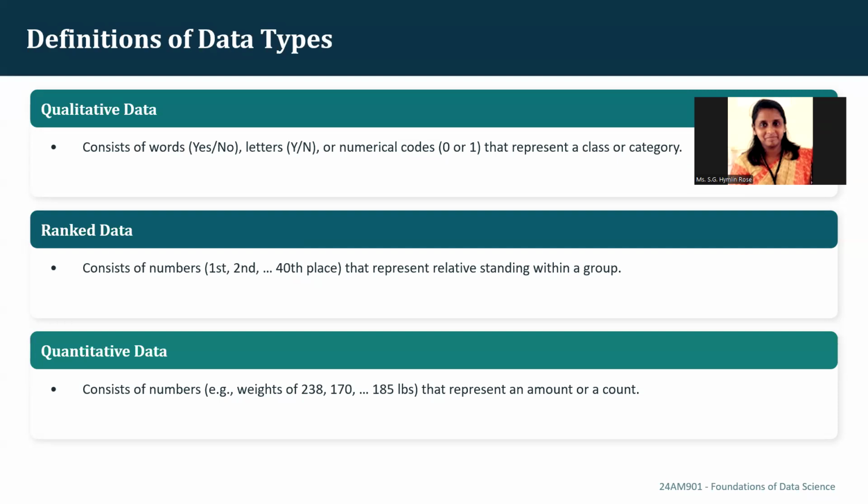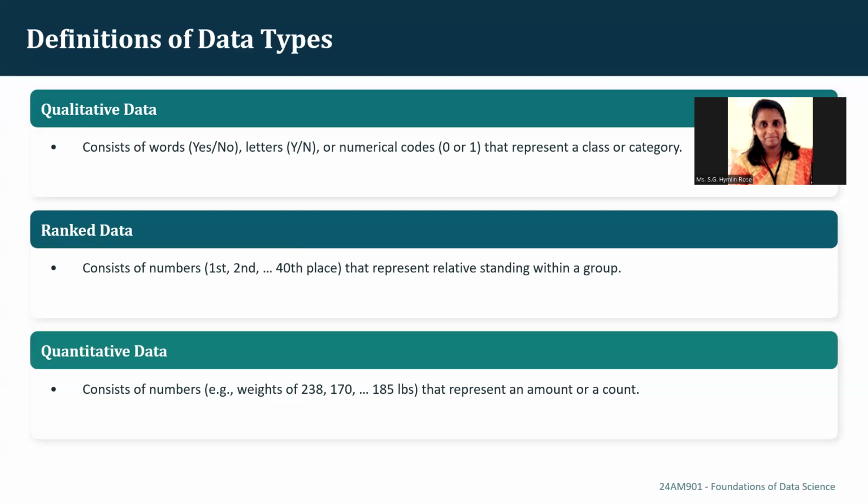And the second one is ranked data. Ranked data consists of numbers that represent the relative standing of observations within a group. So first to 40th place, as an example. The values reflect relative order. So the difference between adjacent ranks does not necessarily have to be equal.